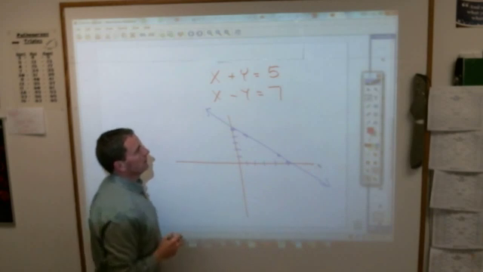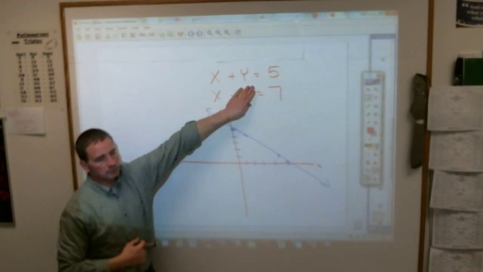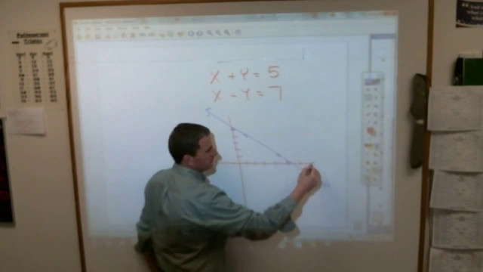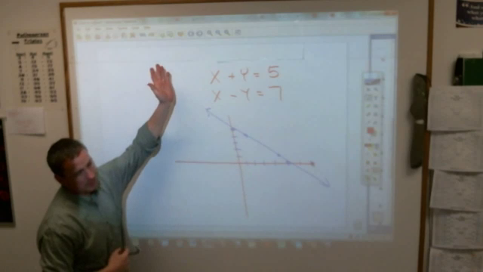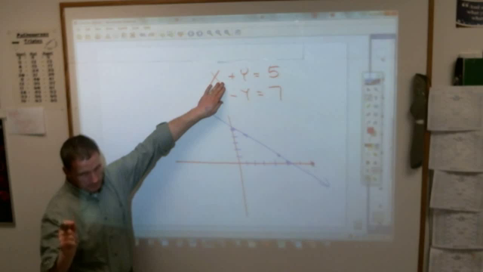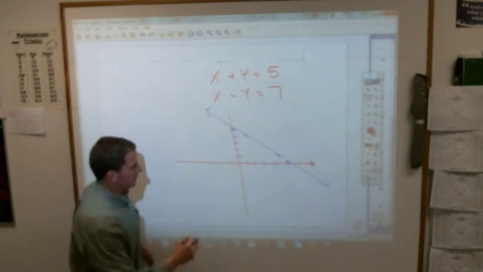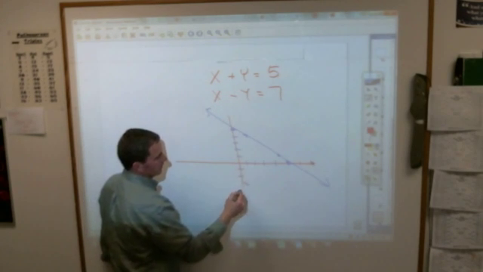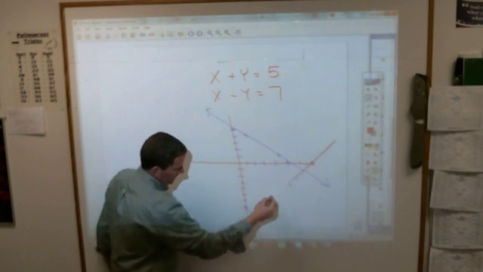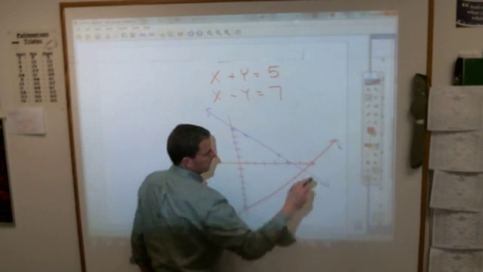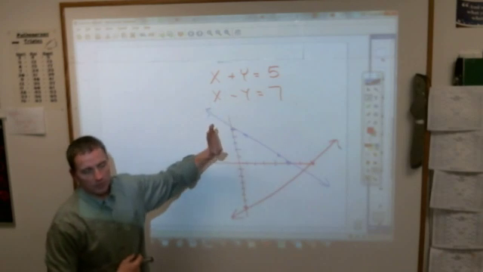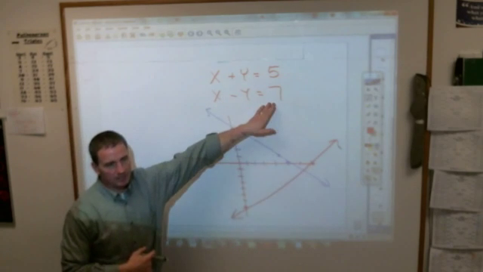Whole different line. What's the x-intercept for the second one? 7. 5, 6, 7. What's the y-intercept for the second one? No, it isn't 7. It is negative 7. You have to be careful with those negatives. So here, 1, 2, 3, 4, 5, 6, 7. Put my dot there. I graph that line right there as best I can. This second line is all the possible answers when you take two numbers and subtract them to get 7.